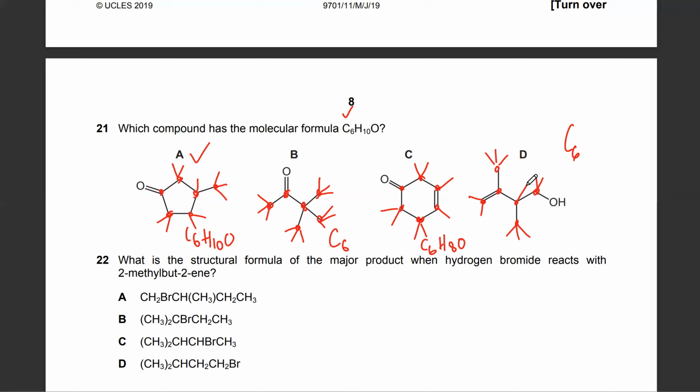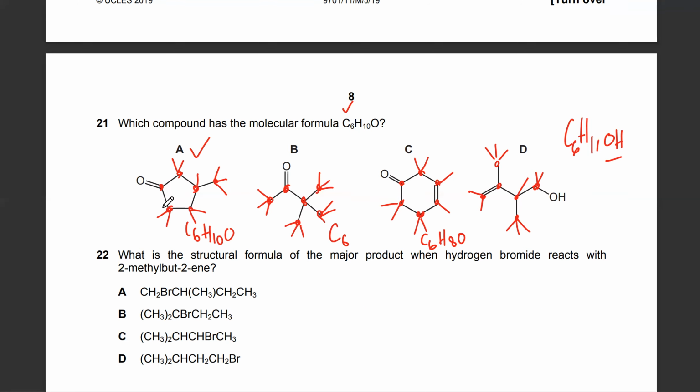Each carbon atom should be making 4 bonds. So that's 1, 2, 3, 4, 5, 6, 7, 8, 9, 10, and 11 hydrogens. So, and that's 12. There's another one over here. Or we can just write OH. So again, C6H12 and O. So only the first one is correct. Is that clear?